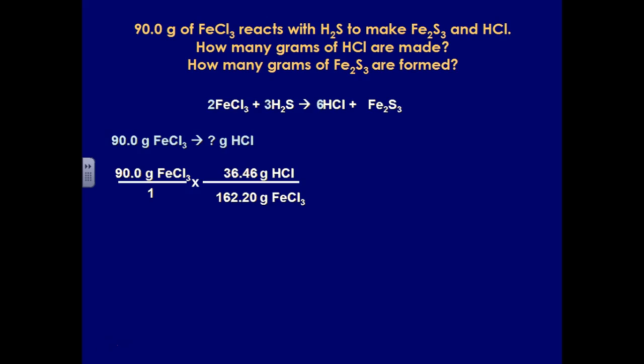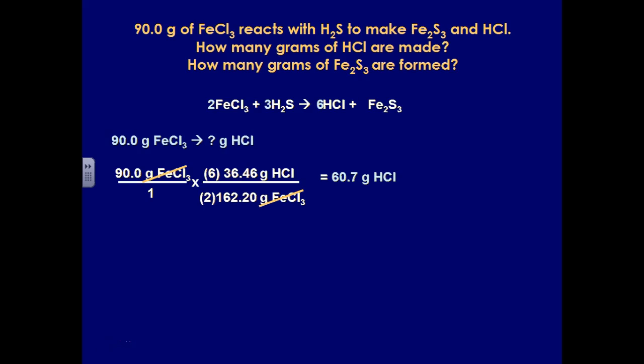And now I need to look at the coefficients for my equation. I see that FeCl3 has a coefficient of 2, while HCl has a coefficient of 6. So I need to account for that proportion in my conversion factor before I get to multiply and divide. This time we would have 3 values that would affect the significant figures: the 90.0, the 36.46, and the 162.20. 90.0 has the fewest sig figs because we're multiplying and dividing, so I want 3 sig figs in my answer. I calculated that to be 60.7 grams of hydrochloric acid.